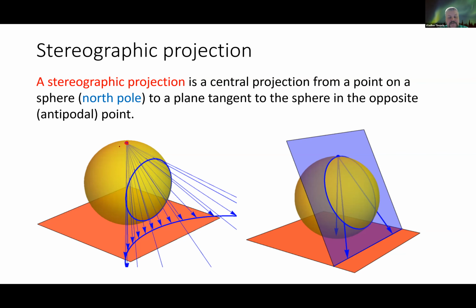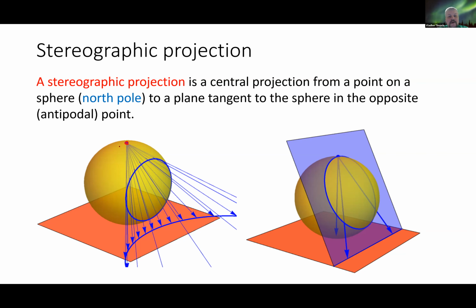This will be a plane parallel to the plane tangent to the sphere at the north pole, but actually we can choose any plane parallel to that, but not passing through the north pole. In particular, we can take the plane tangent to the sphere at the south pole, or we can take, say, a plane parallel to this and passing through the center of the sphere.